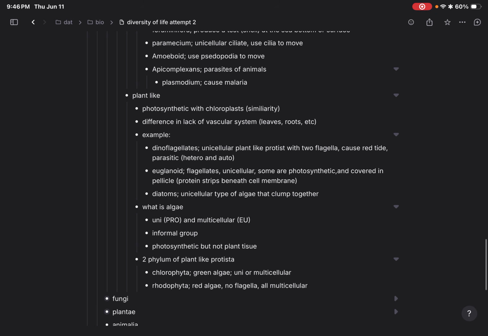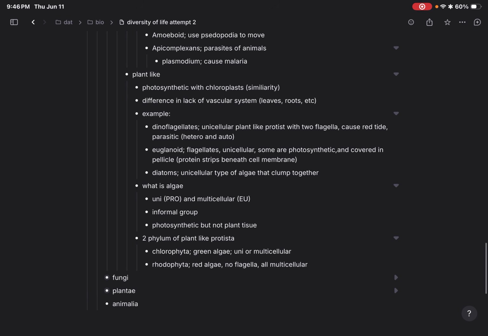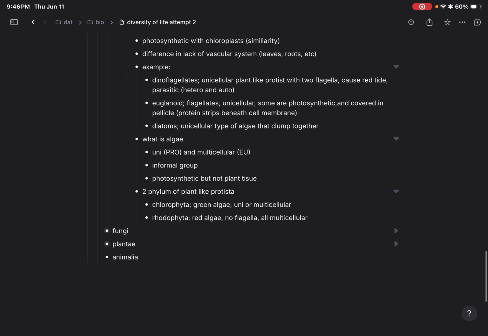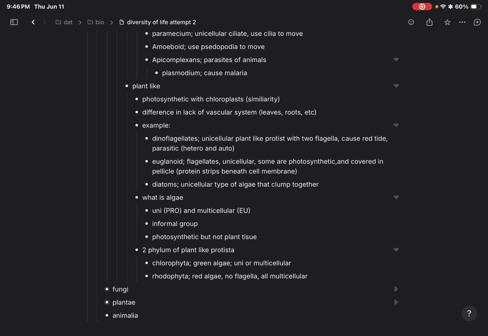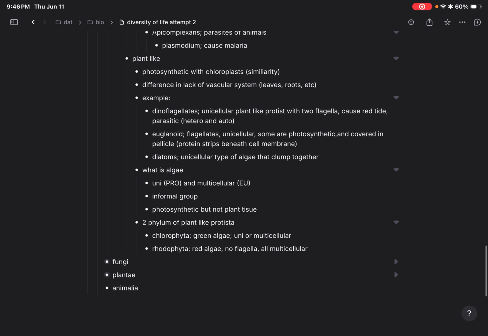Now looking at plant-like, the way they're similar is they're photosynthetic, which means they have chloroplasts. That's the similarity. And the difference is that protists lack the vascular system. Now in Plantae, we're going to be talking about one of the types, I think it's not bryophytes, it's tracheophytes, and that doesn't include plant-like protists, because these plant-like protists do not have vascular systems. They don't have leaves, they don't have roots, they don't extend.